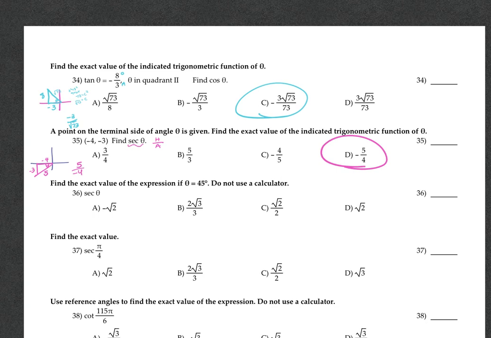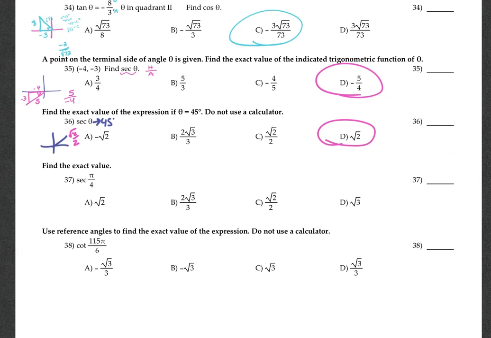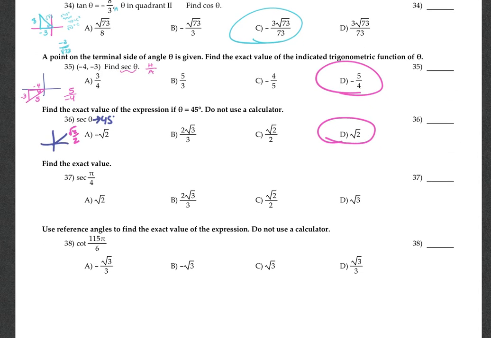Number 36 says, find the exact value of this expression if theta is 45. So this would be 45 degrees. That's my root 2 and my root 2. It's positive. The cosine would be root 2 over 2. Flip it, and I end up with a positive root 2. Secant of pi over 4 is the same value, just in radians, so it's also root 2.